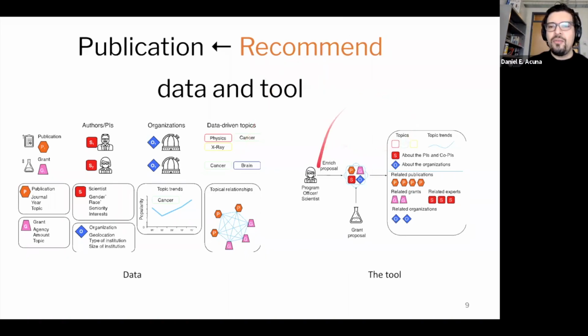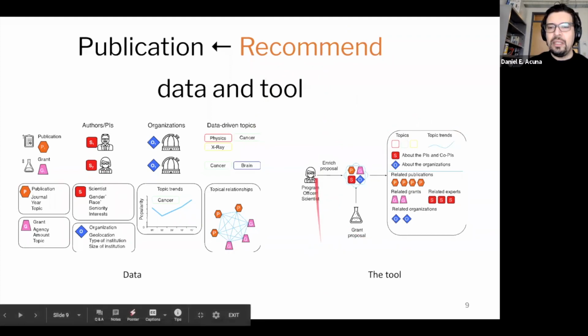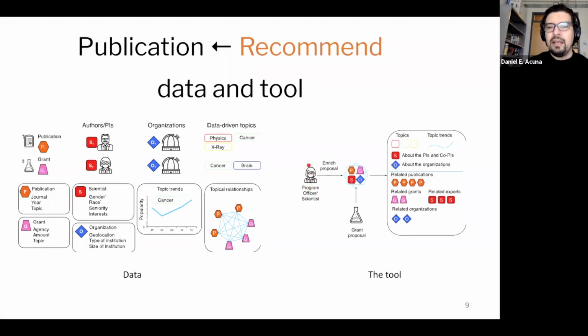So the idea of ILEEN, of this tool, is to basically have something like a helper that will take, let's say, a publication, a program, or a grant submission that a program officer is interested in enriching and trying to find relationships. Sending it to the system, the system will provide the topics, will provide information about the people that are applying to that grant, will provide related publications, related grants, related organizations, related experts.